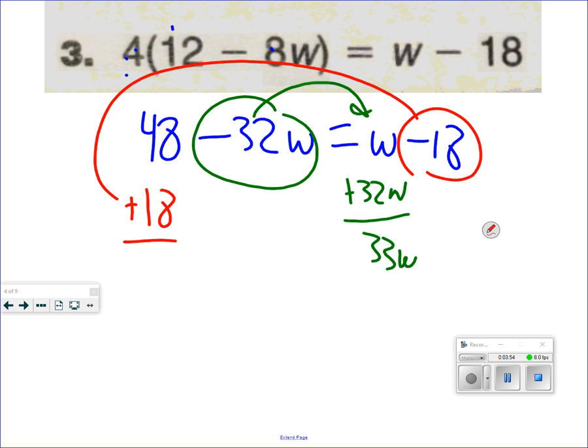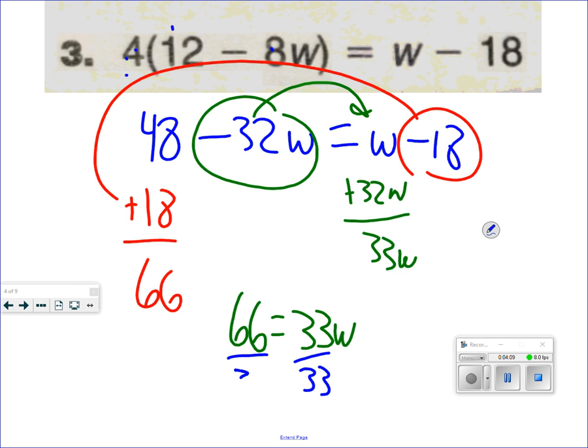48 plus 18 equals 66. So if I rewrite my problem, I have 66 equals 33w. Well, how do I get rid of the w? I have to divide by 33. 66 divided by 33 equals 2. So 2 is my answer.